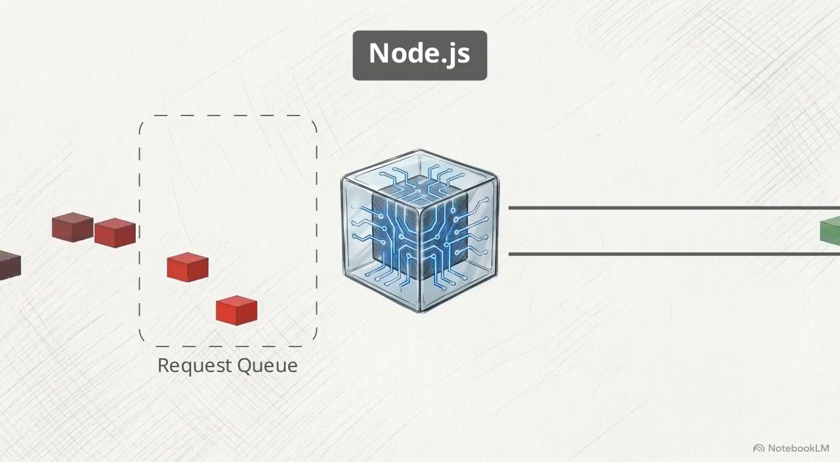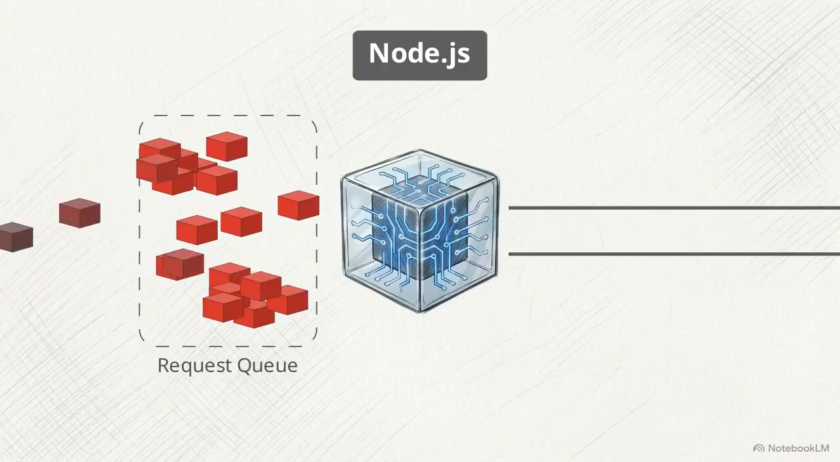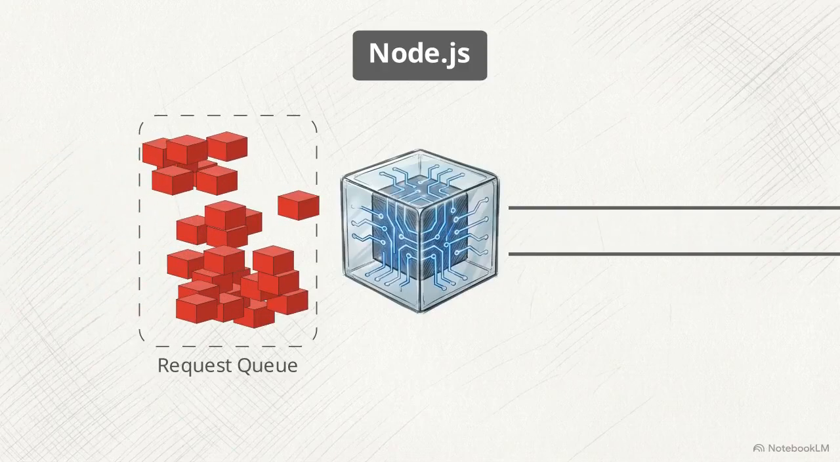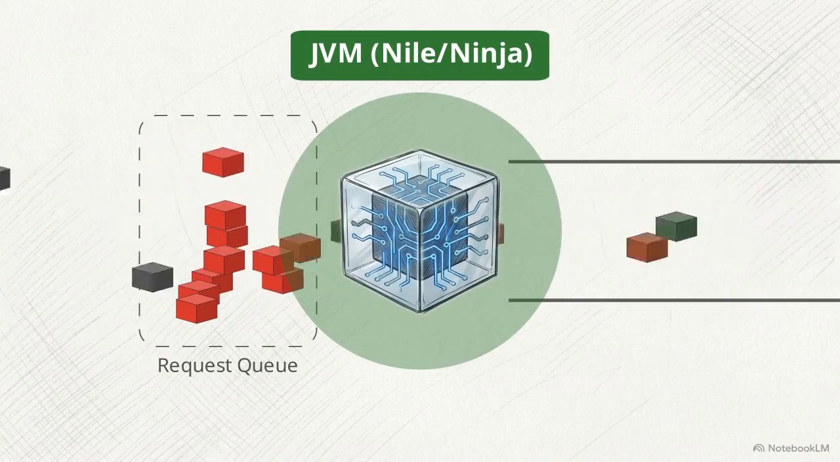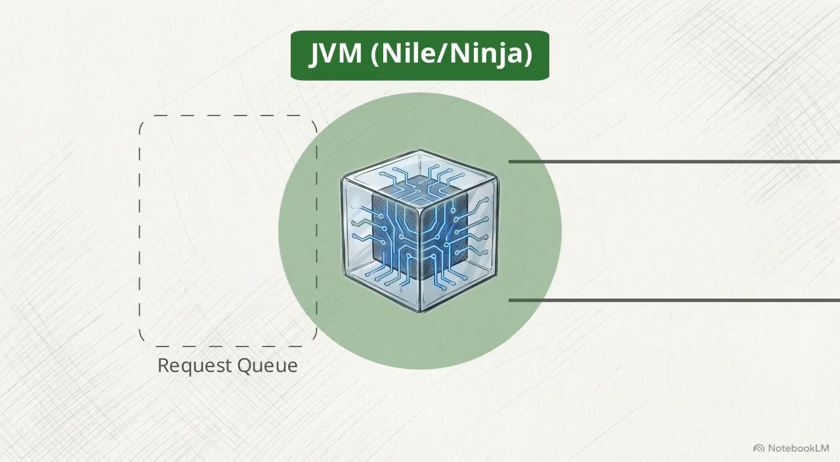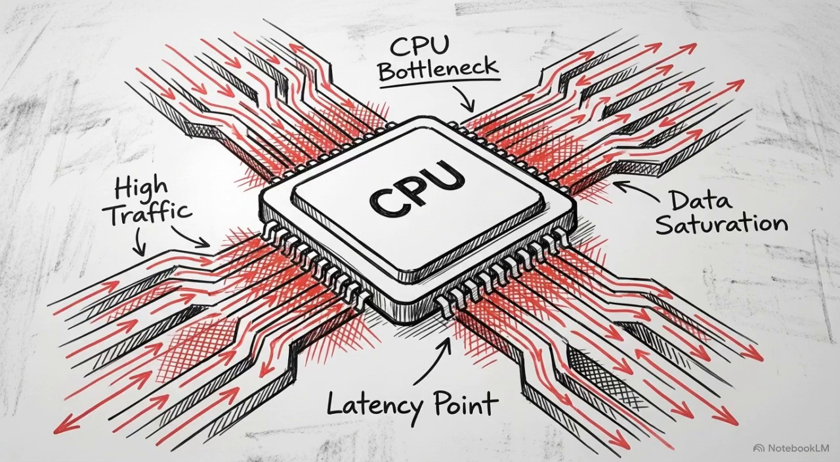This animated view shows node-based services struggling. Handling large computational workloads, the single-threaded node fails to clear the request queue. Replacing it with a JVM-based service on Nile or Ninja frameworks widens the pipe, instantly draining the backlog. However, raw runtime speed is only a partial fix.